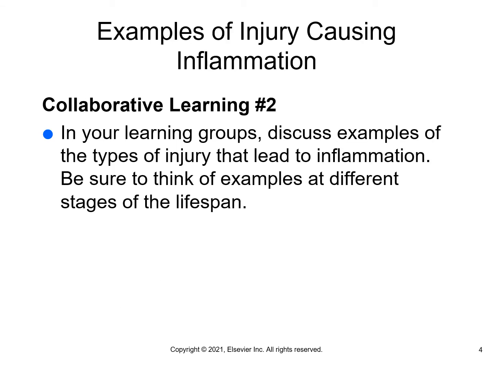Also, we're going to be looking at examples of different types of injury that can lead to inflammation. What are those examples? If you look at the lifespan in kids, what do we see versus in adulthood and in older geriatric generation?